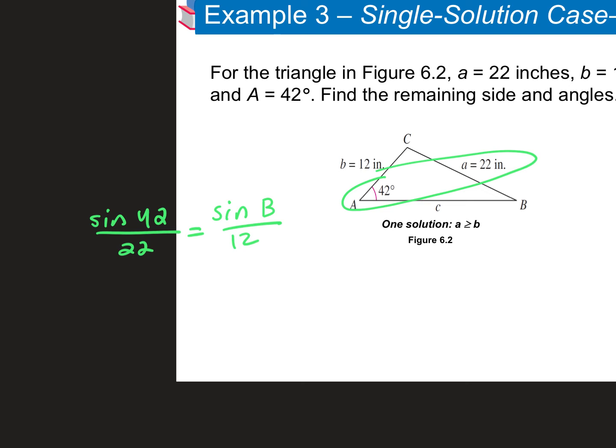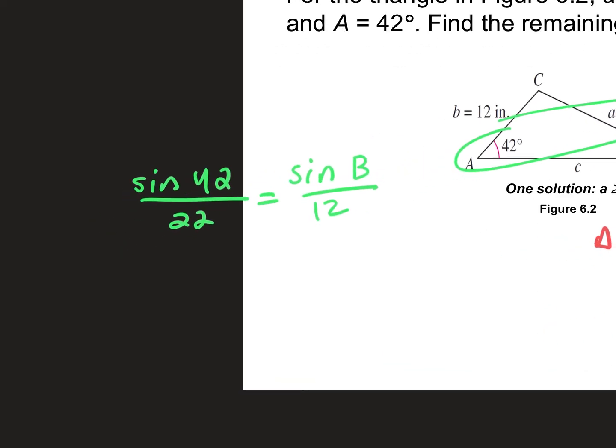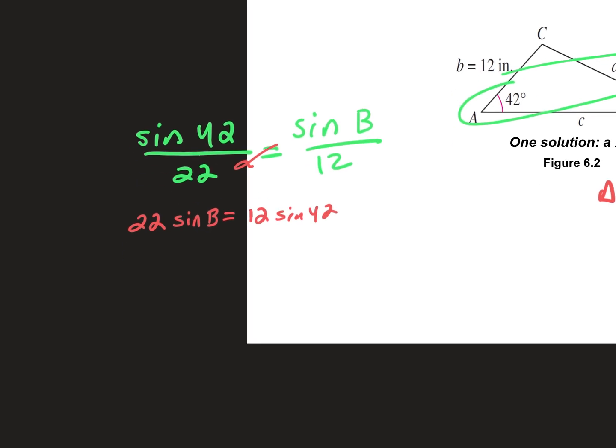Right. We're actually going to solve for the angle measure here. So we're going to do a little bit extra in our calculator, but it's no big deal. We're still going to solve the exact same way. Cross multiply. So 22 times the sine of B equals 12 times the sine of 42. Agreed? Okay. Divide both sides by 22. And I get the sine of B is. Do that in your calculator, guys.